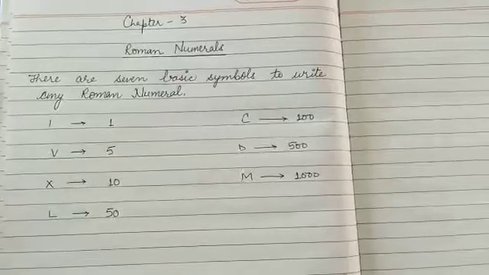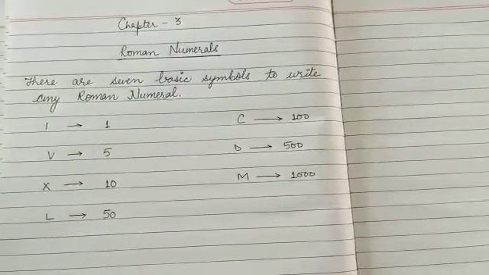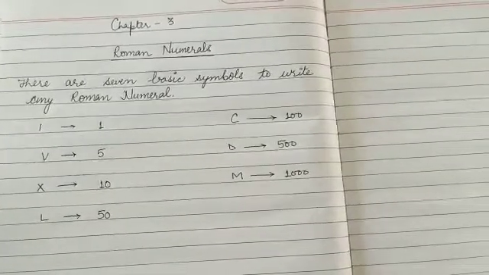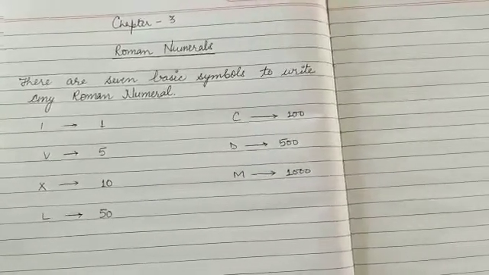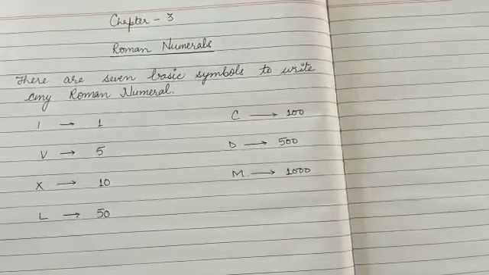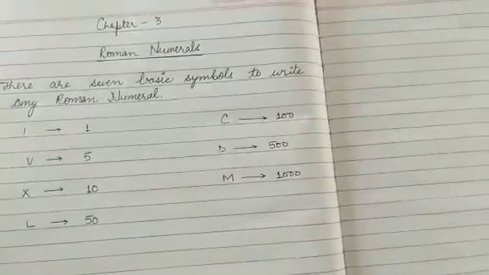Morning students. Today we will start chapter number 3, Roman numerals. You must have seen various watches in which there are symbols written instead of numbers. Those symbols are actually Roman numerals. There are 7 basic symbols to write any Roman numeral.